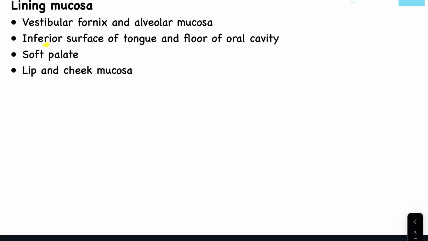Then it is present in the inferior surface of the tongue and floor of oral cavity. Okay, so the lower surface of the tongue and the portion below your tongue that makes the floor are also covered by lining mucosa. Then there's soft palate and lip and cheek mucosa. So this is everywhere lining mucosa is present. The only one given in slight detail in the textbook is the lip and cheek mucosa, so I'll be covering it.